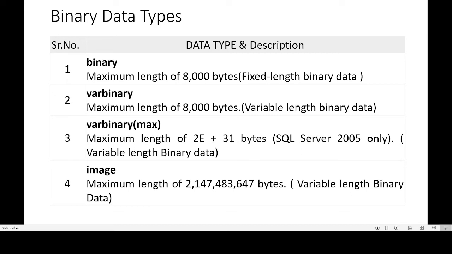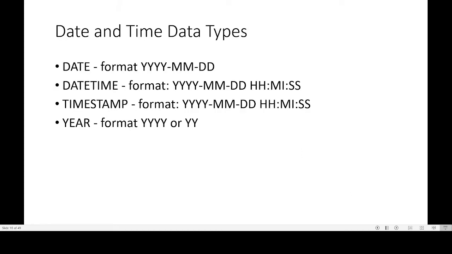Then another data type we have is image, that is also variable length binary data. Then we have another data type, the date and time data types. So we can directly use this date. The format for that one is generally year and then month and date.